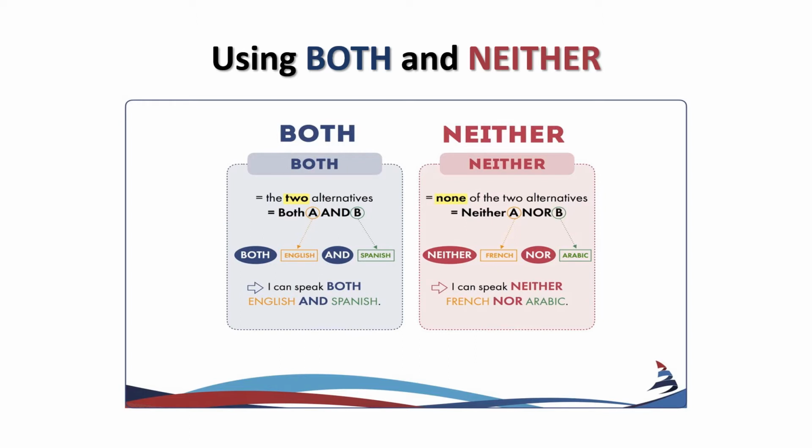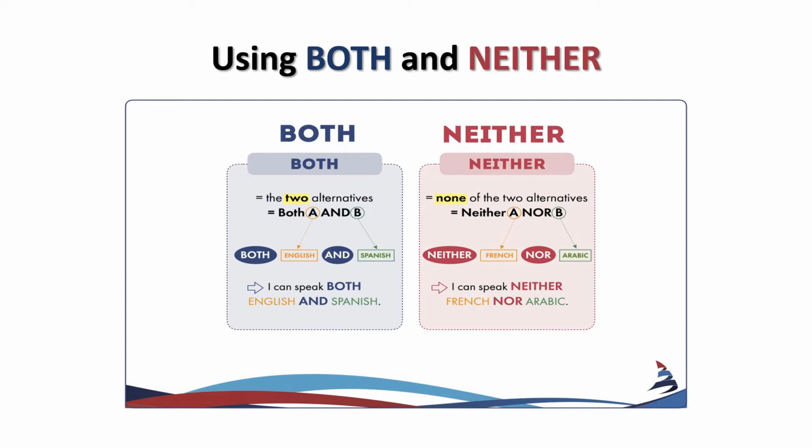Both refers to two things or people. Both is always considered plural in a sentence. For example, both these students are brothers. Or, I can speak both English and Spanish.